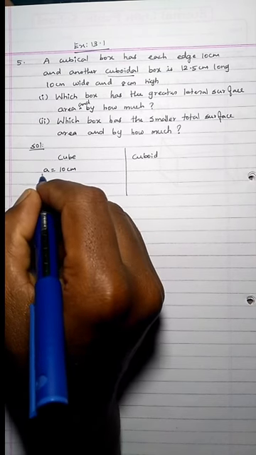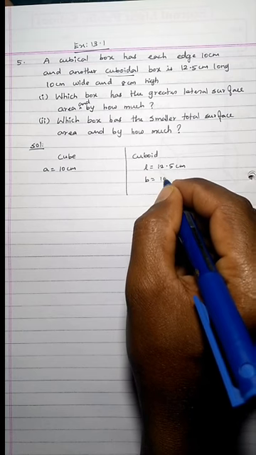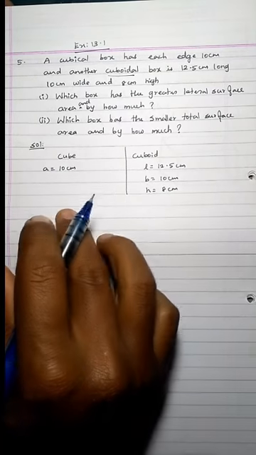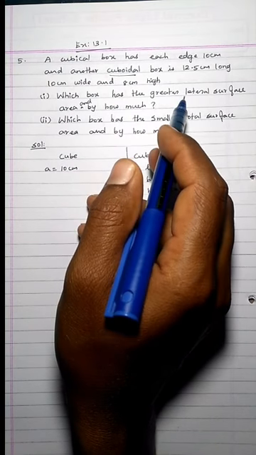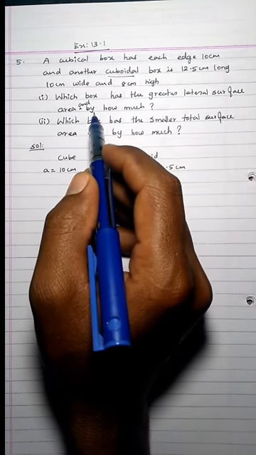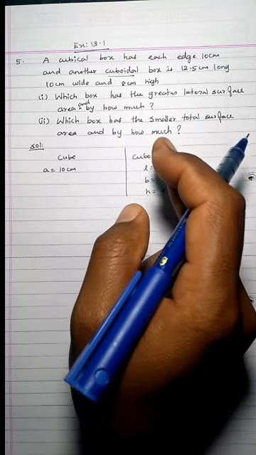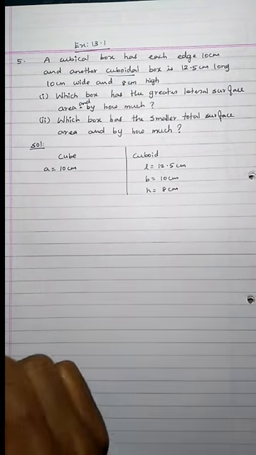In the cube, the edge is given 10 cm. This we are taking as the edge a. In the cuboid, length is given 12.5 cm and breadth, that means width, is given 10 cm, and height h is given 8 cm. In the first option we have to find out which box has the greater lateral surface area and by how much. So we find the lateral surface area of cube and cuboid first, then we can see which is the greater one.